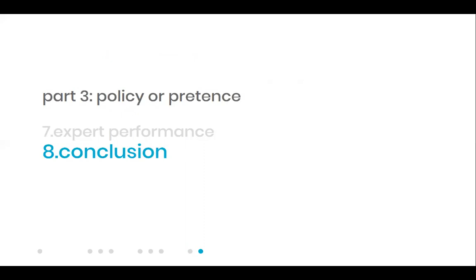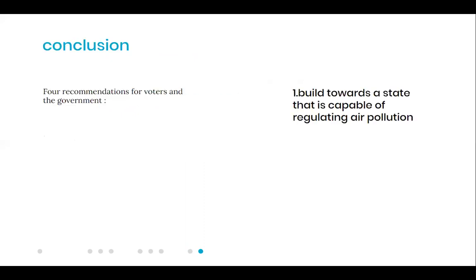And finally, in conclusion, he has four recommendations for the Indian voter and the Indian government. The first one is that we have to build a state that is capable of regulating air pollution. He gives the example of China in Beijing. In 2001, the PM10 levels, particulate matter 10 levels, were at 180, while in 2013, it had dropped to 100. And this was solely because of central and local government interventions and policies.